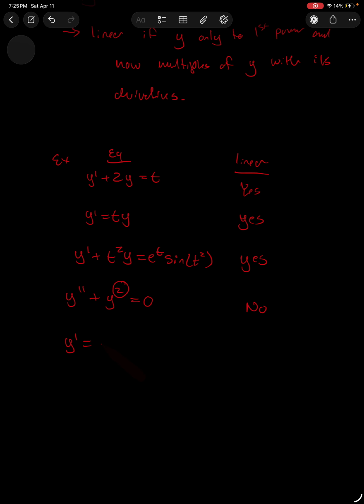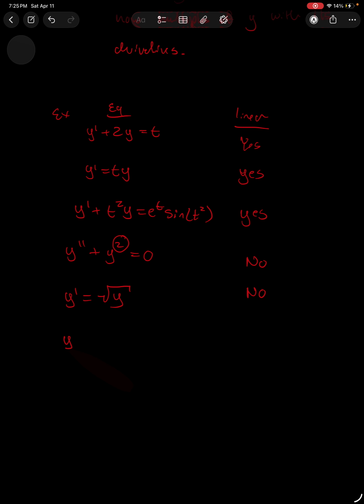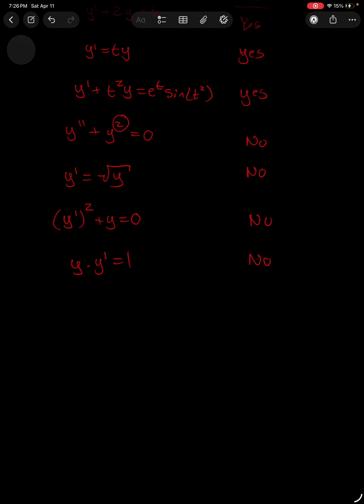y prime equals the square root of y. Linear? No. y prime squared plus y equals 0. Linear? Again, no. And y times y prime equals 1. This also is non-linear. So only look at y. Inspect for products of y. If you have them, then it's nonlinear. If you don't, then it's linear.